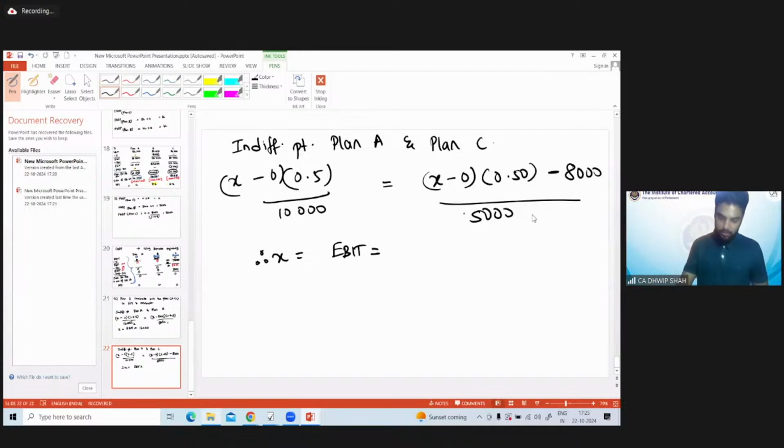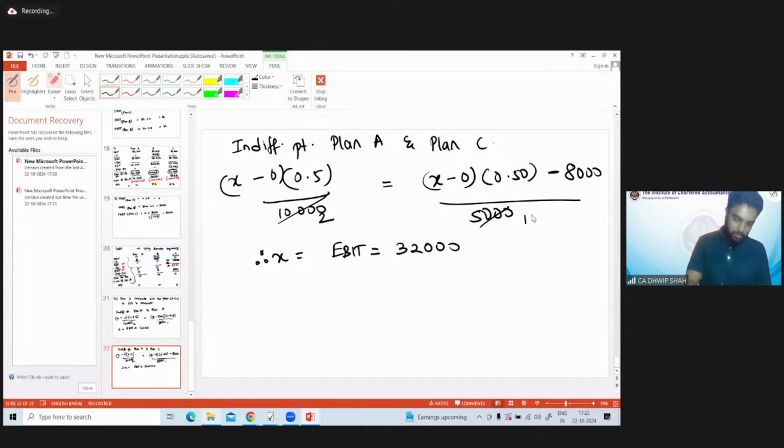Again, this is 5, 0.5, 1 minus 8,000. कितना है? 32,000 everyone. So for plan A and plan C, it is 32,000.